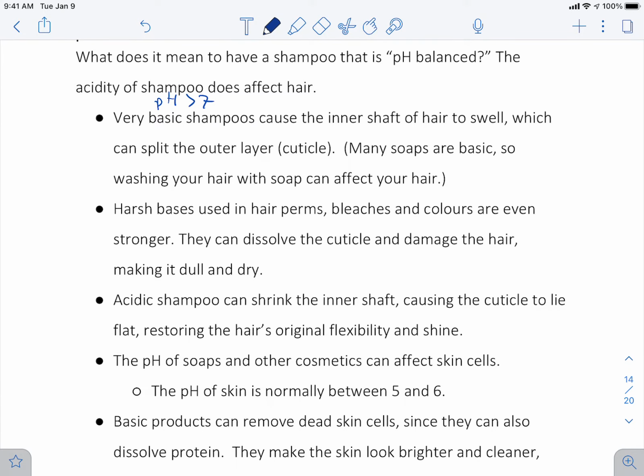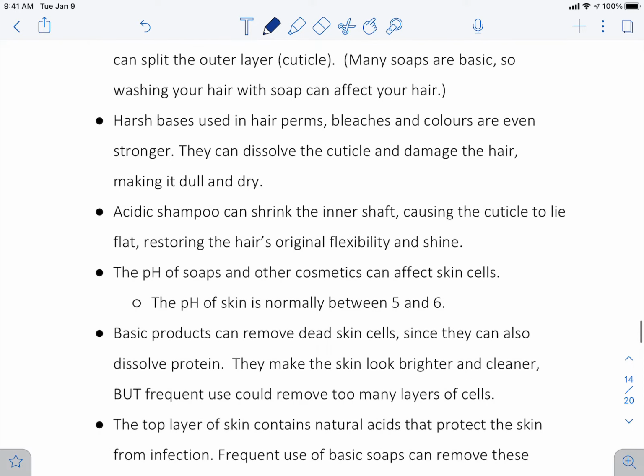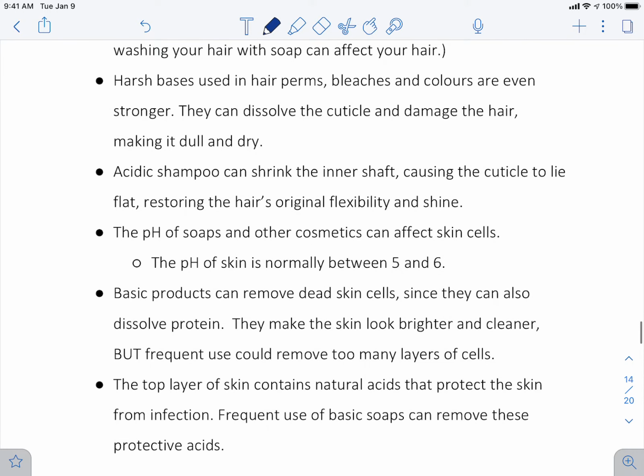Harsh bases are even used in hair perms, and bleaches and colors are even stronger bases. And so those will dissolve the cuticle, and then they can damage the hair, and they can make your hair feel dull or dry. Meanwhile, acidic shampoos can shrink the inner shaft, causing the cuticle to lie flatter. This restores the hair's original flexibility and shine. And this is why you sometimes need to be investigating different types of shampoos for different types of hair.